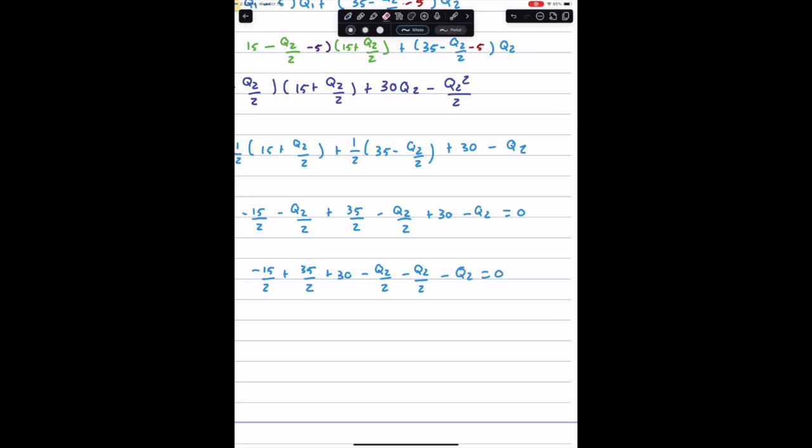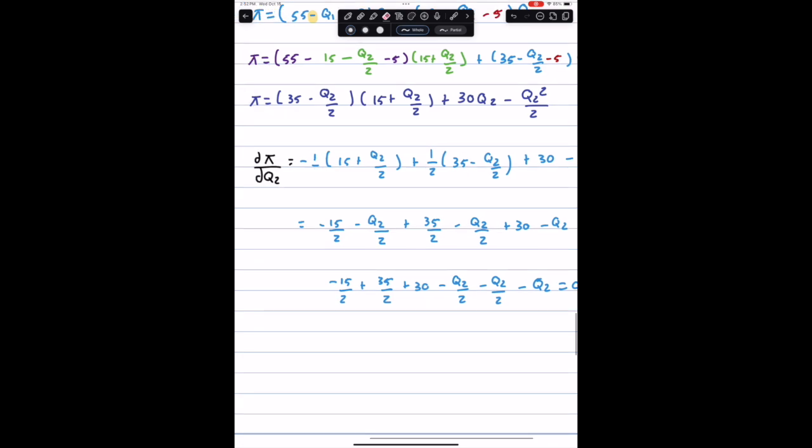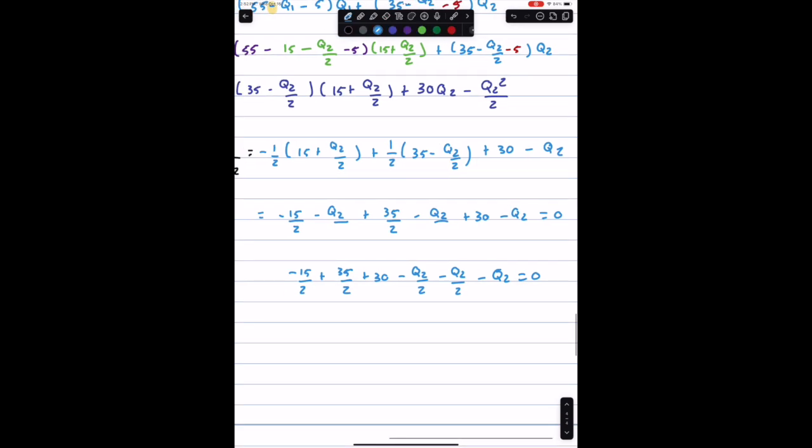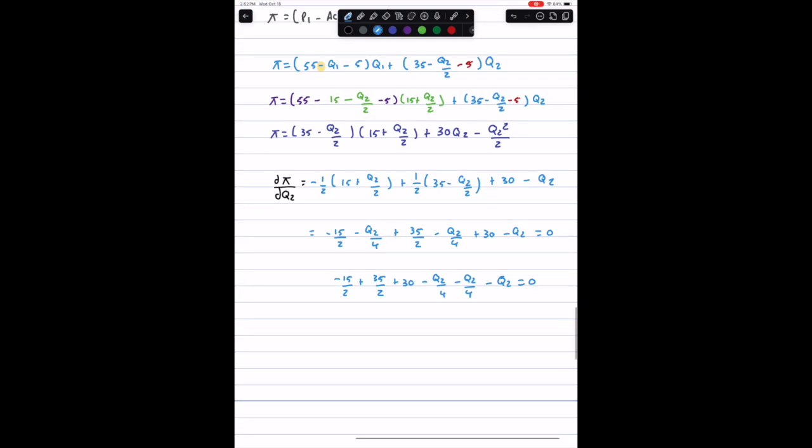One more mistake to point out. Sorry, I am off today. These are not Q2 over 2, it's Q2 over 4, right? 2 times 2 is 4. So sorry for that. There we go. I'm going to pause right here just to make sure you can see it, just so I can lock in for the rest of this question.